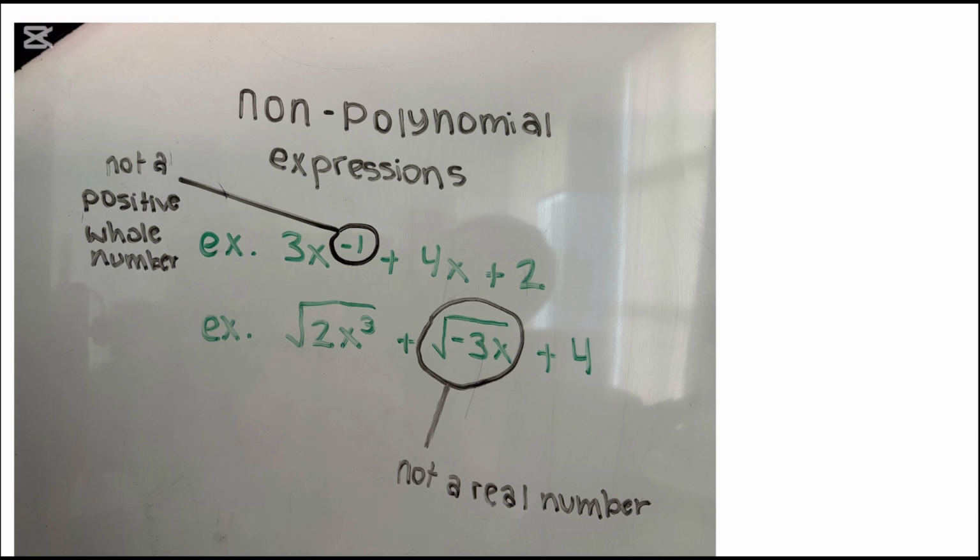So these are two examples of non-polynomial expressions. The first one, the exponent is not a positive whole number, making it not a polynomial. And the second example, square root of -3 of x, is not a real number. So again, this is not a polynomial.